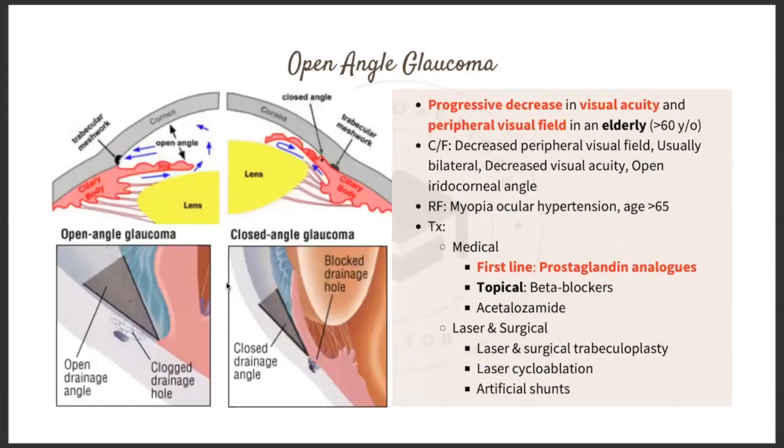So just look at this image. Go through this image again. As you can see here, the iris completely blocks it. Aqueous humor builds up, presses on the lens. But in open angle, it's not by the iris. It may be clogged usually by something, and the aqueous humor can come out but is unable to drain fully or efficiently, so it takes time to build up.